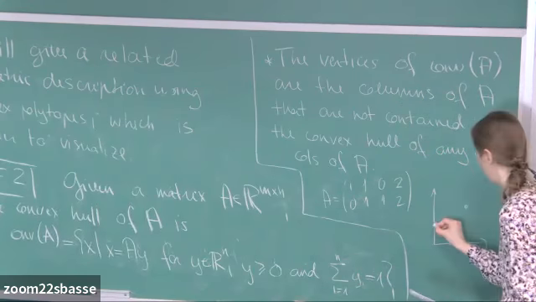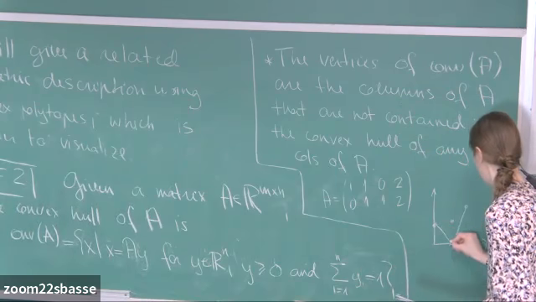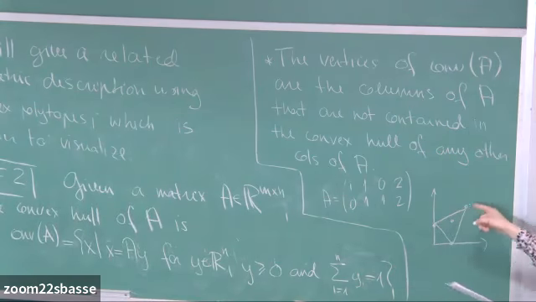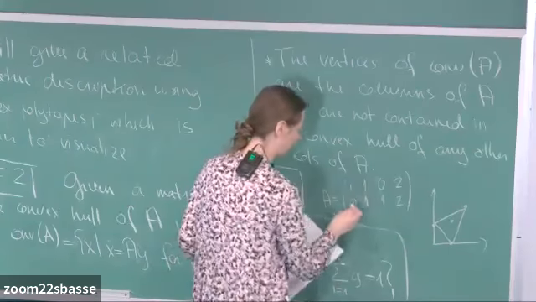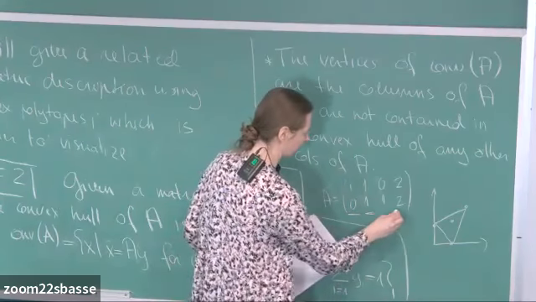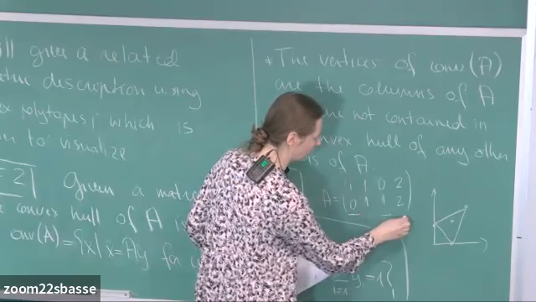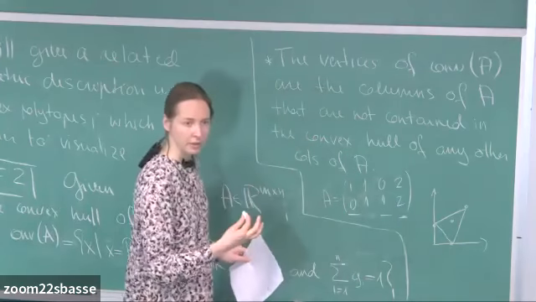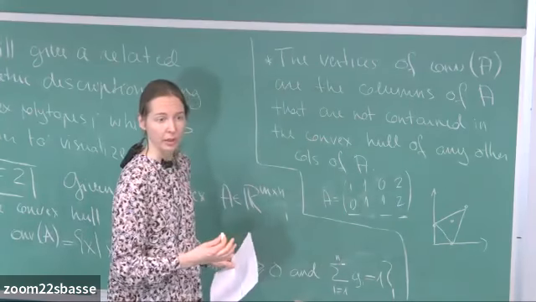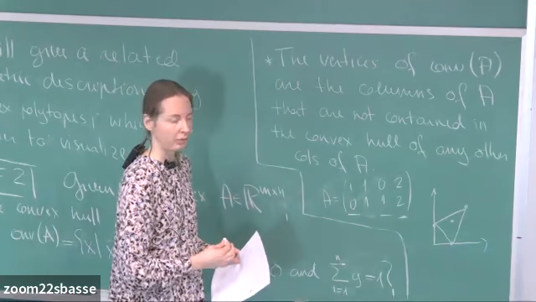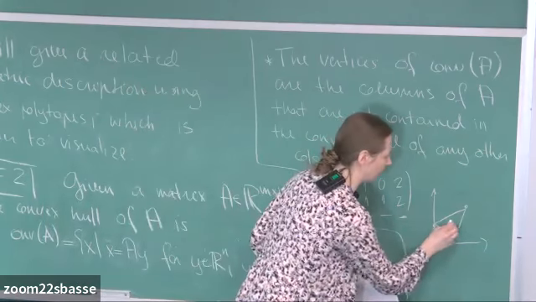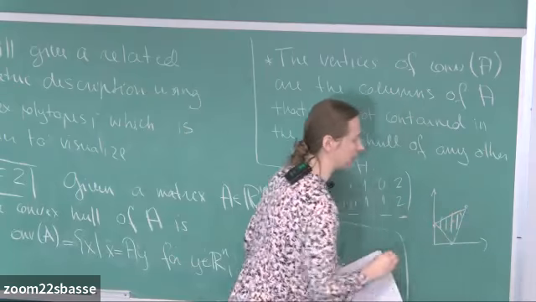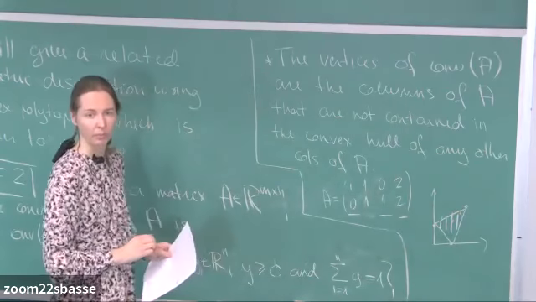So the convex hull is the triangle with 3 vertices, and the vertices are the columns: the first column, the second, sorry, not the second one, the third one, and the fourth one. So vertices are contained in the columns of A, but not every column of A needs to be a vertex. So in this case, (1, 1) is in the interior of this convex polytope.